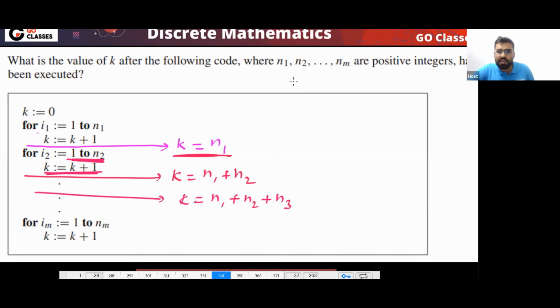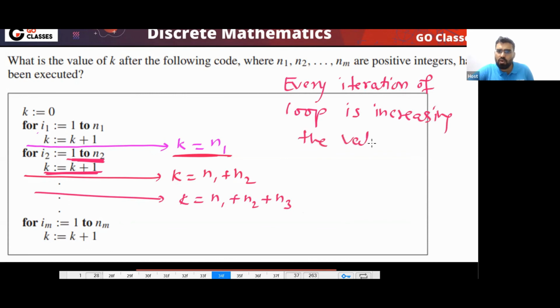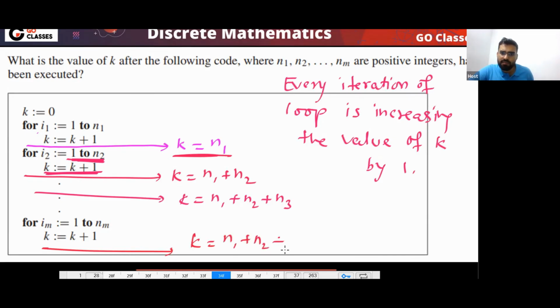Remember, every iteration of the loop is increasing the value of k by 1. So finally, what will be the value of k?